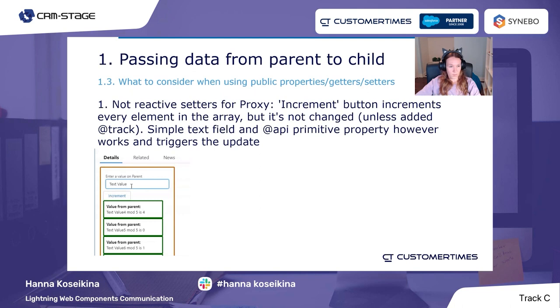But other thing that if I have just text field and API primitive property, then it works and triggers update, and even when I do some changes to a text field, it also re-renders my array and its influence on child components.